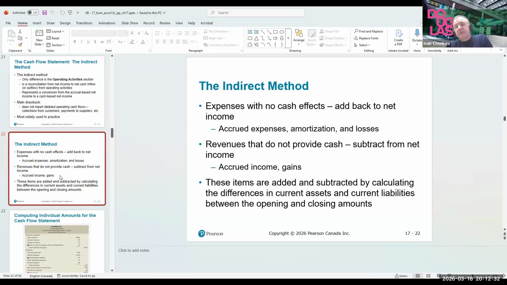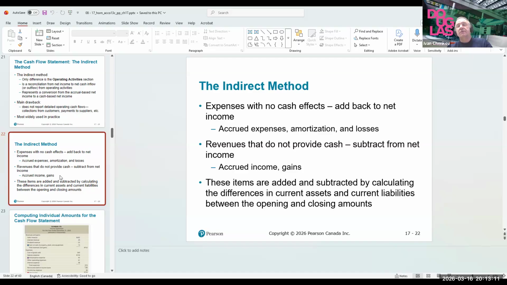Once we see the net income for the company, we're going to start thinking: is there anything on the revenue side and the expense side which we don't have to pay with cash? If we see something for which we don't have to pay cash, and it's an expense, we have to add it back. If it's revenue, we have to deduct it.